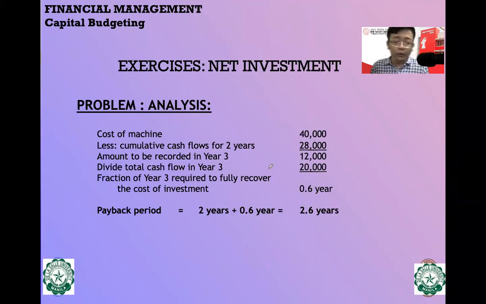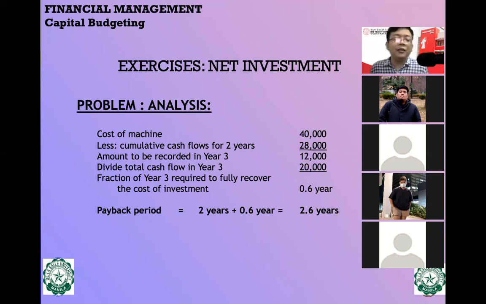So meaning you have 12. Babawiin mo ay 40. So kaya na yan ng 20. So 12 divided by 20, you have 0.6. Magkano ang payback period? 2.6 years. Ito ba ay naiintindihan? Yes or no? Ang ginawa dito yung number 1 method, diba?